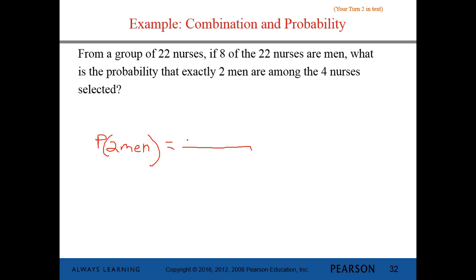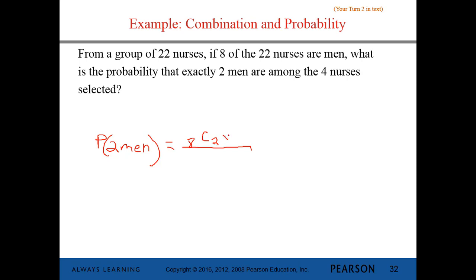Of the 22 nurses, 8 are men. So of the 8 men, we have to choose 2 of those. So 2 of the 4 have to be men. So how many different ways can we choose 2 out of 8?